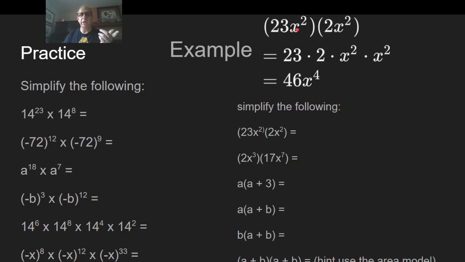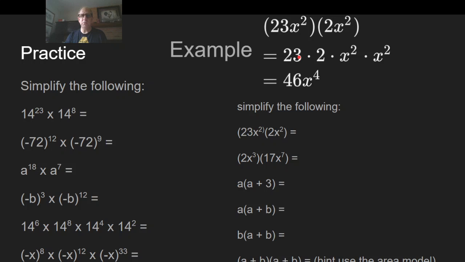So 23 times x squared. I'm going to take my 23, put it here, put my x squared here. 2 times x squared. I'm going to take my 2 and put it here, and take my x squared and put it here. Now I can spread those out more. I can do 23 times 2 times x times x times x times x. But I already know that if I have the same base, x and x, I can just add my exponents. So I'm not going to do all that work. I'm going to do as little work as I can.